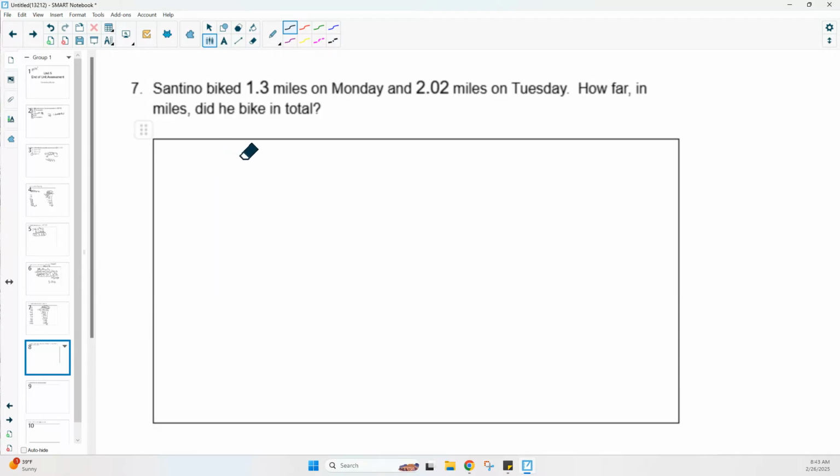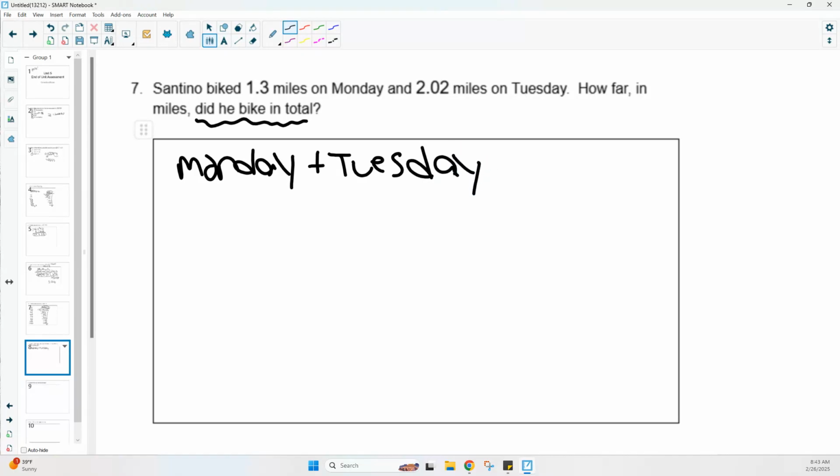Okay, let's talk about this. First, we need to figure out what operation we are doing. We need the total of Monday and Tuesday together. So that means we want to add, because it's asking what is the total that we biked. Monday is 1 3/10. Tuesday is 2 200.